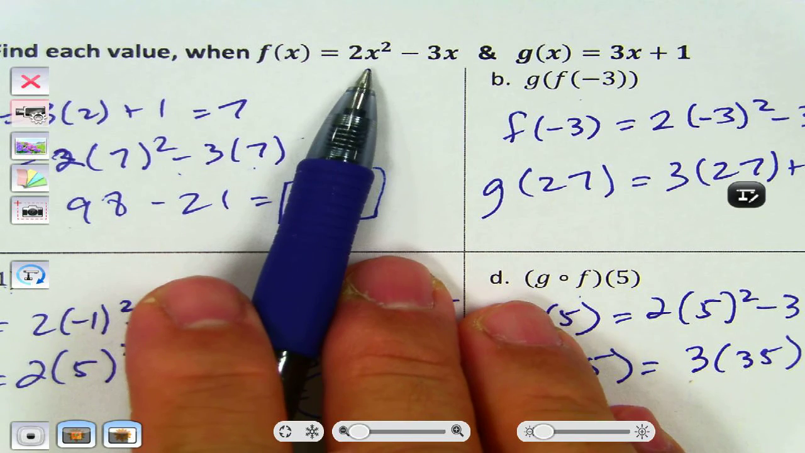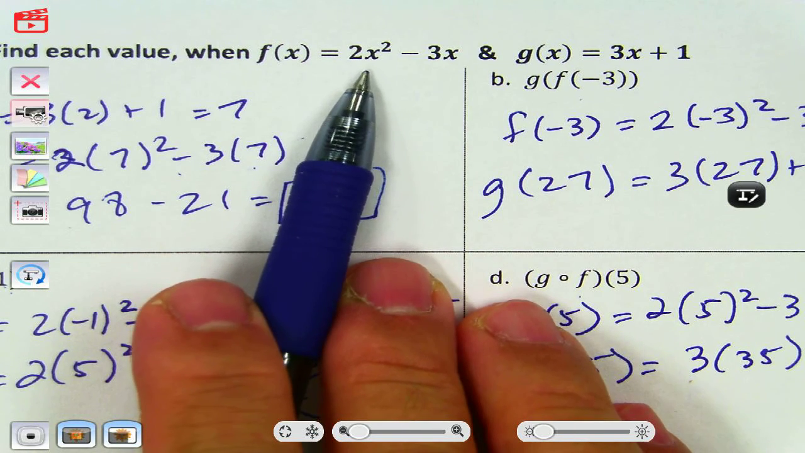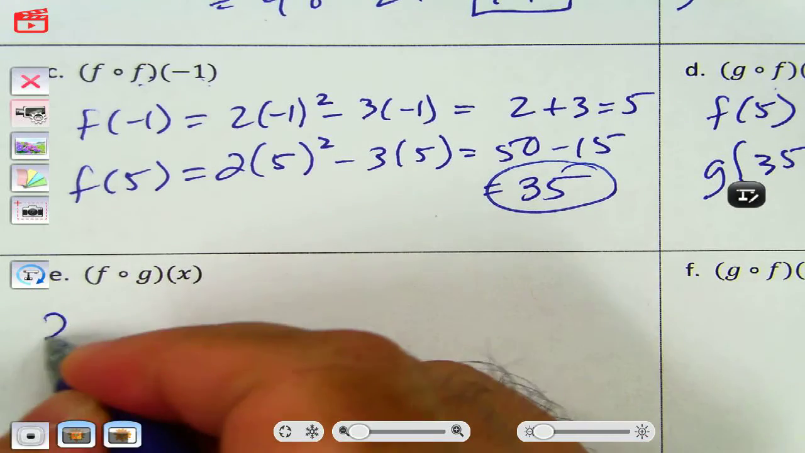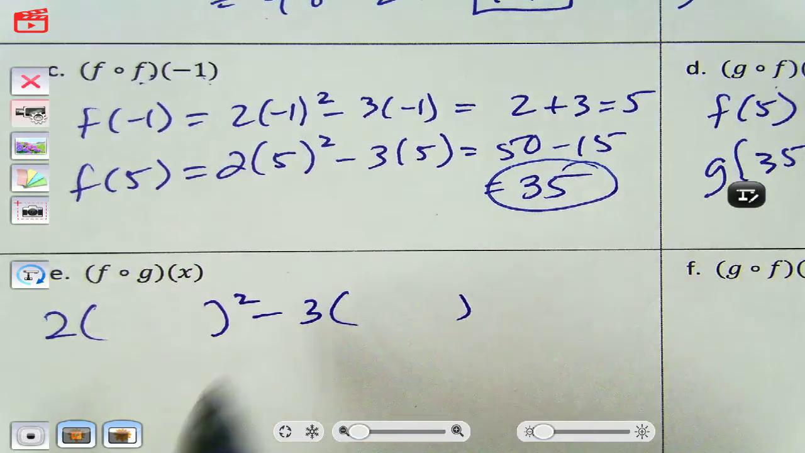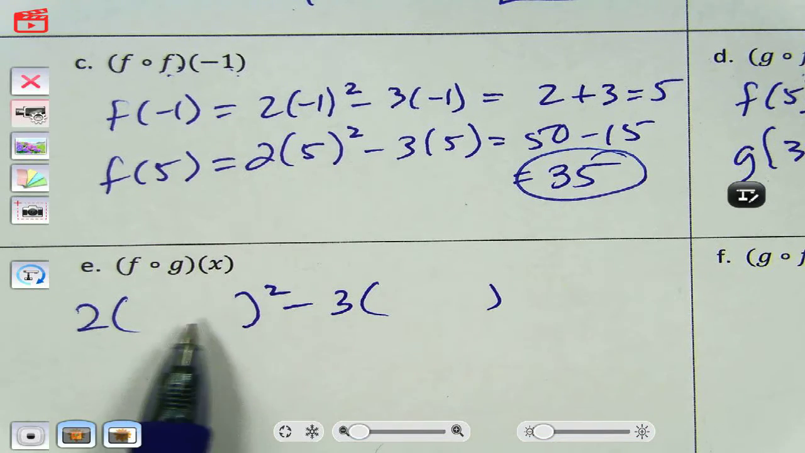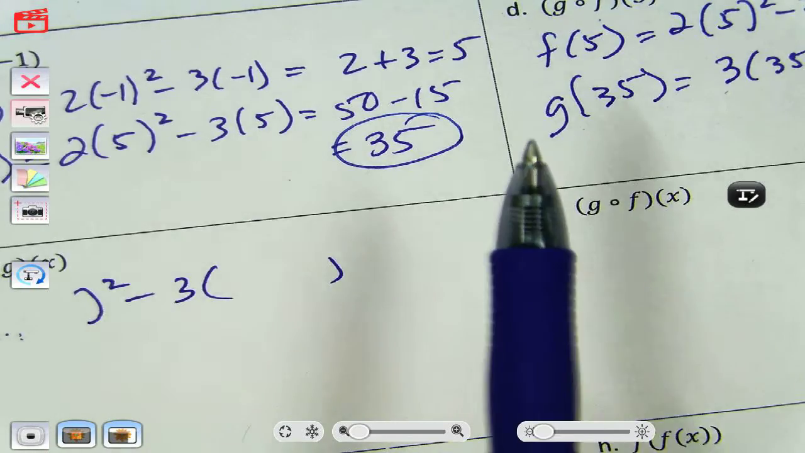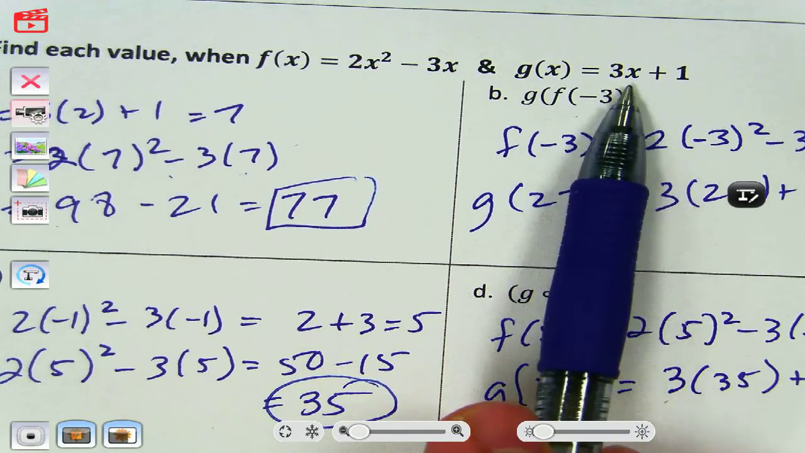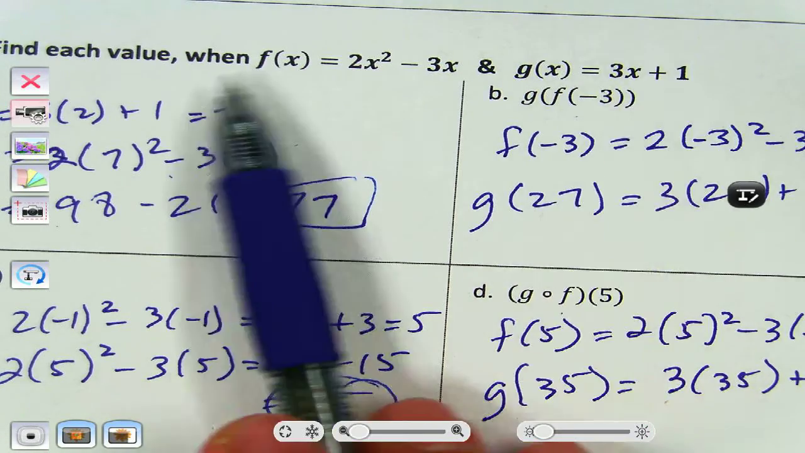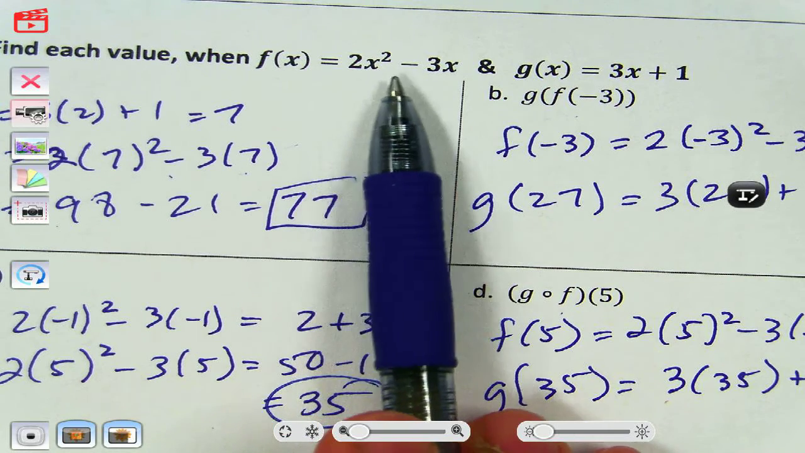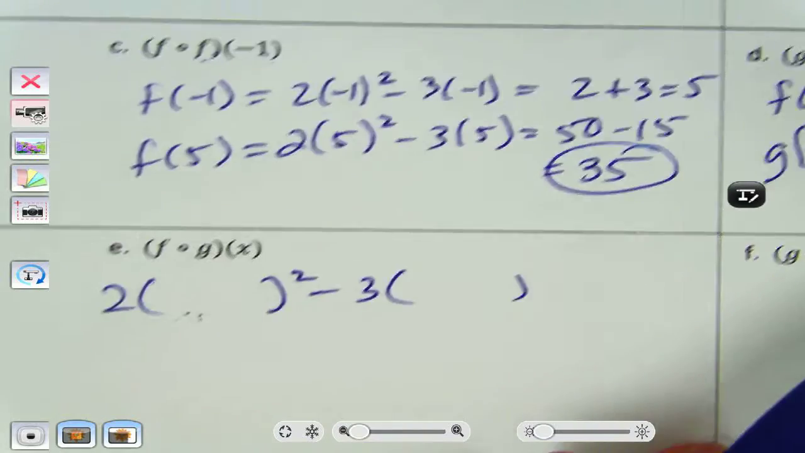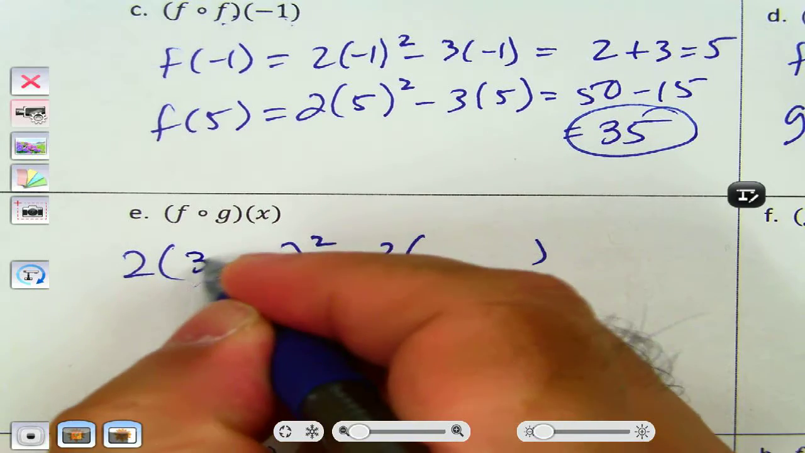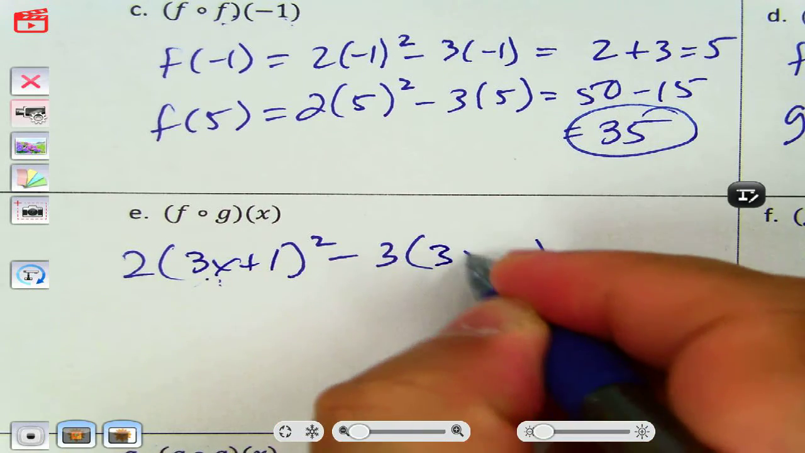In the place of x, I'm going to put an open parentheses. So it's 2 open parentheses squared minus 3 open parentheses. Whenever I have an x, I am making big enough parentheses to put g in. I am putting g into f, so wherever x is, I have to put enough space for 3x plus 1 to go in.